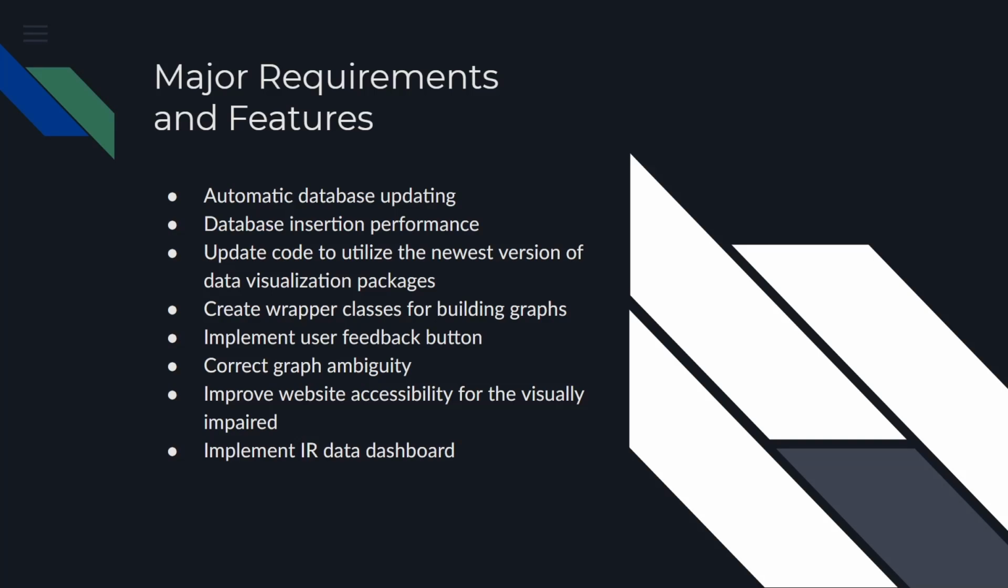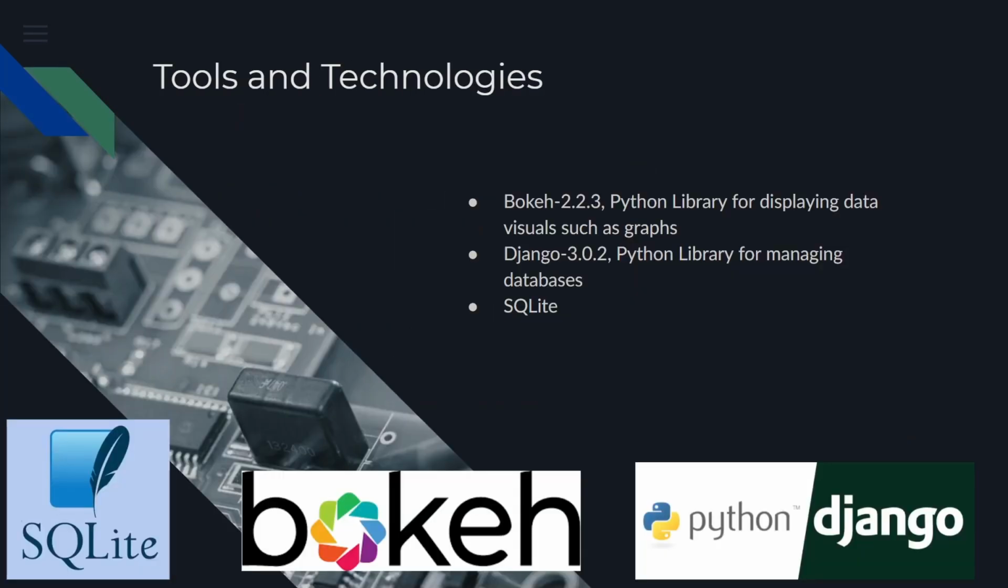And lastly, to implement an IR data dashboard, which is a collection of graphs that IR currently uses that Anthony will be demonstrating in just a minute. For our technologies, the major technologies for this project are Bokeh, Django, and SQLite. There are 35 total dependencies the Factbook uses, but the rest are actually just to support these main three. And now Anthony will demonstrate what we've accomplished this term.